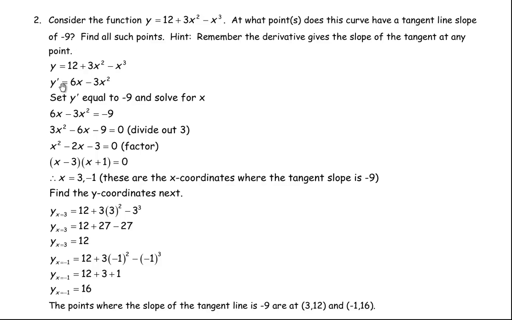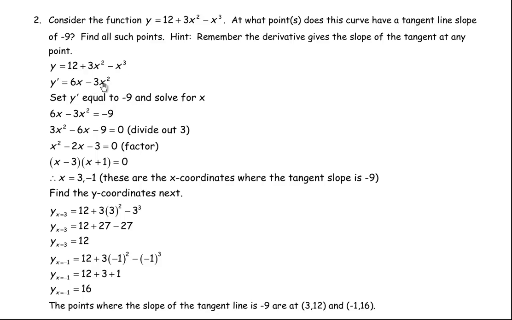So we find the derivative. 12 is a constant, so its derivative is 0. The derivative of 3x squared using the power rule would be 6x. 2 times 3 is 6. Subtract 1 from the exponent. The derivative of x cubed would be 3x squared, so bring the 3 down. Subtract 1 from the exponent. So that's why it's 6x minus 3x squared.